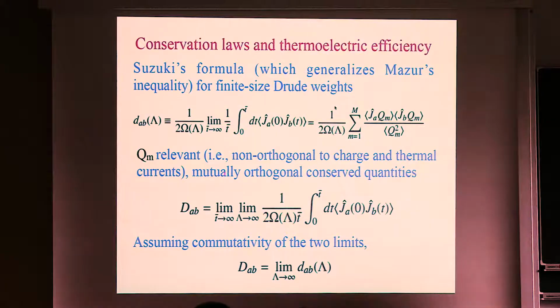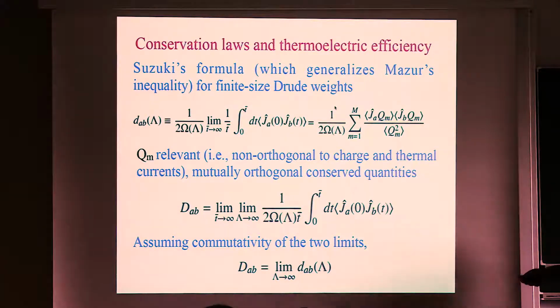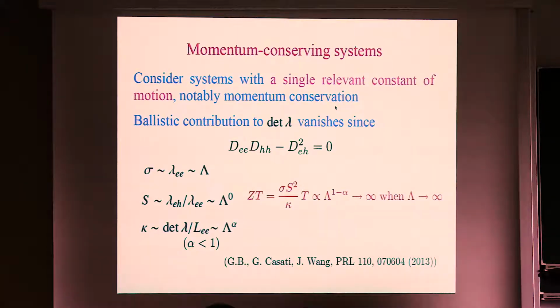And then, of course, there is another non-trivial point: in principle, to compute the Drude weight, one should first let the system size go to infinity and then the time to infinity. And here I will assume the commutativity of the two limits to obtain the thermodynamic Drude weight as the limit of the finite-size Drude weight. And this, of course, could be an issue.